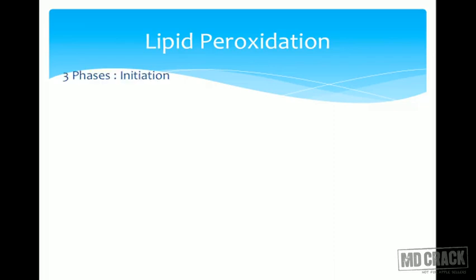Now in lipid peroxidation, what is happening? The free radicals are reacting with lipids. And where are the lipids present? They are present in biomembranes. So how do they react? Basically it is considered as three phases: initiation, propagation, termination.